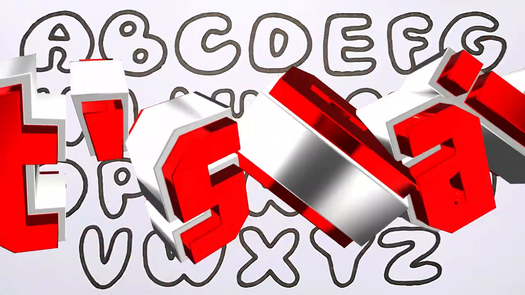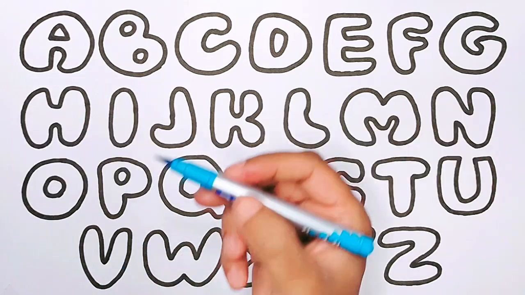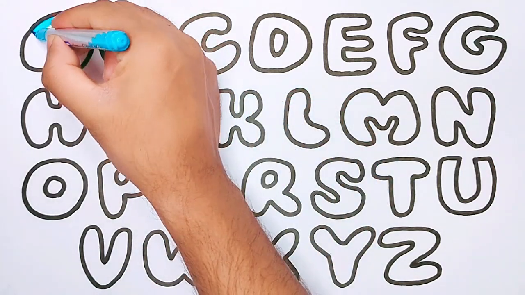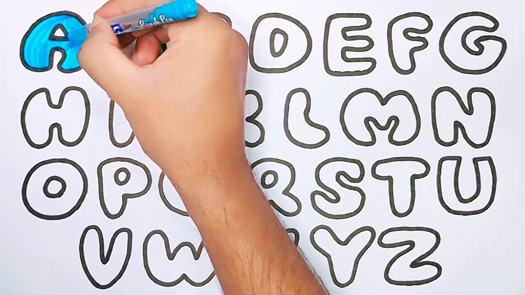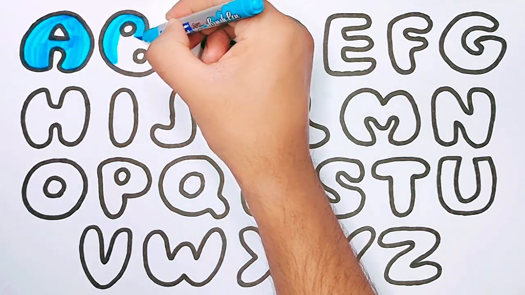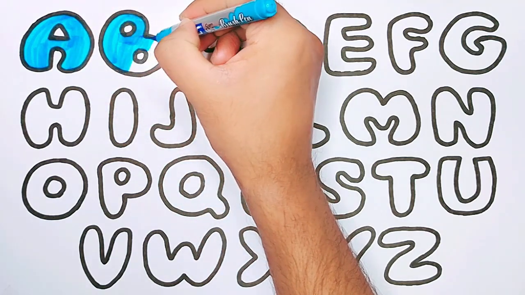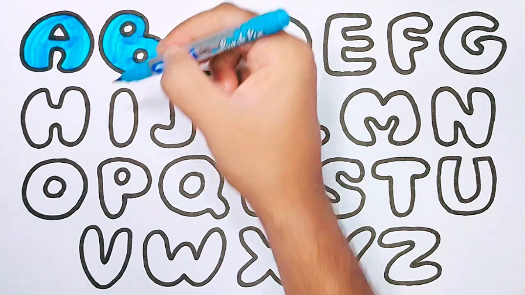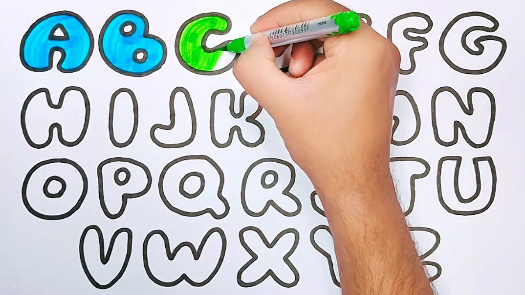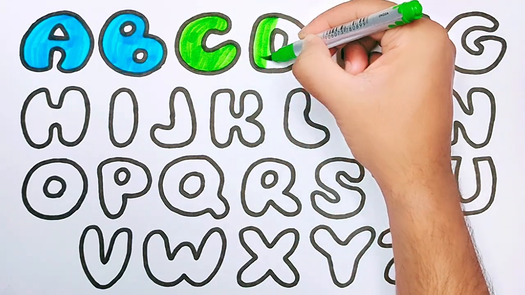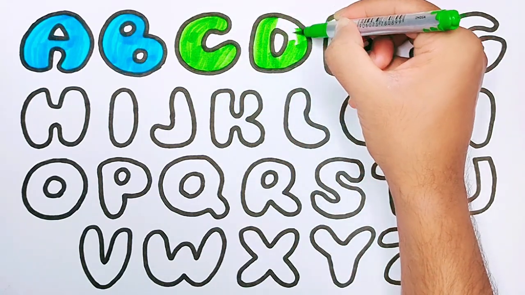Z. Let's paint. Sky blue color. A for alligator. Alligator. B for ball. Green color. C for car. D for dog.